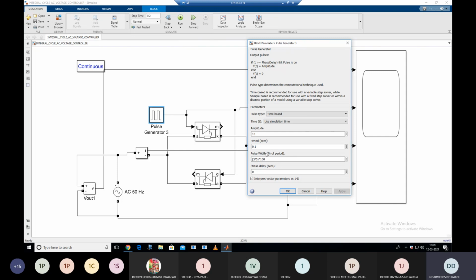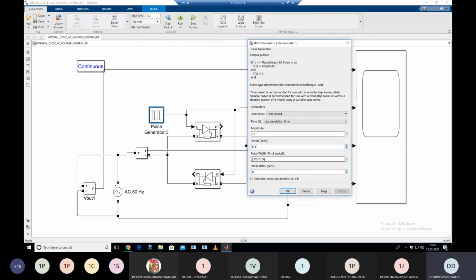Clear? So my total period is now M plus N. Clear? M is the on cycle, N is the off cycle. So how much is the total period of 5 cycles? 0.1 second. That's why I have taken the period here as 0.1 second. Clear? And the pulse width: as I already told you, I get the output voltage for the first 3 cycles. So for the first 3 cycles I continuously provide the gate pulse, and for the remaining 2 cycles I remove the gate pulse. Clear?